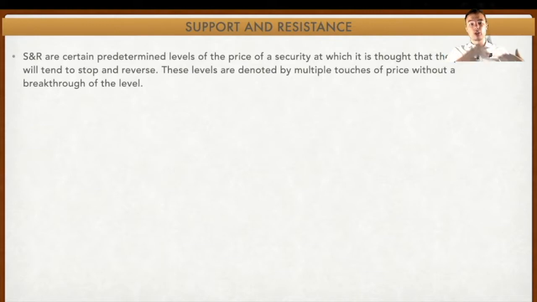Now, these are predetermined levels of price of a certain security, whether it's currency pairs, indices, commodities, stocks, cryptos, any security. The thought is that price will tend to get to this level, stop, and then go the opposite way. Generally, support and resistance are levels denoted by multiple touches of price. Price will get to this level multiple times without breaking through, without the break and retest.